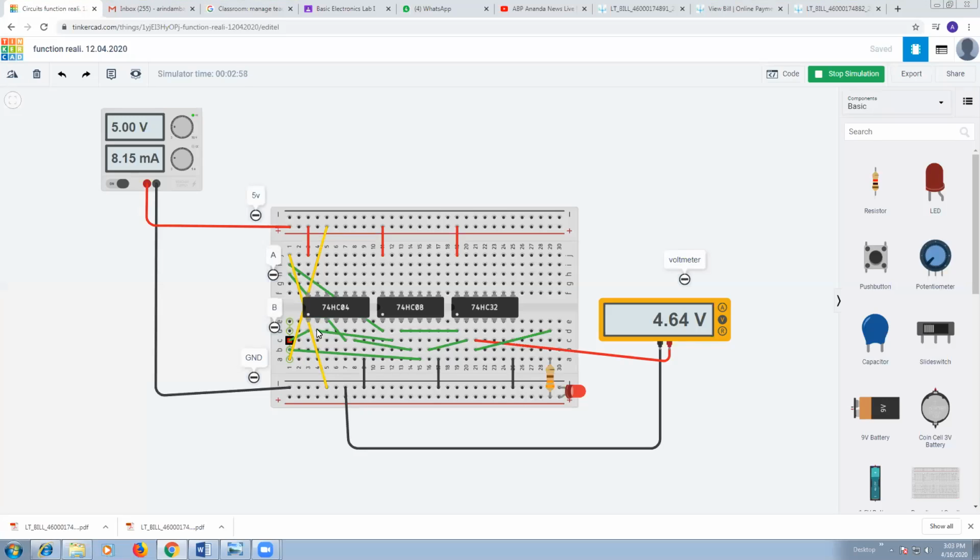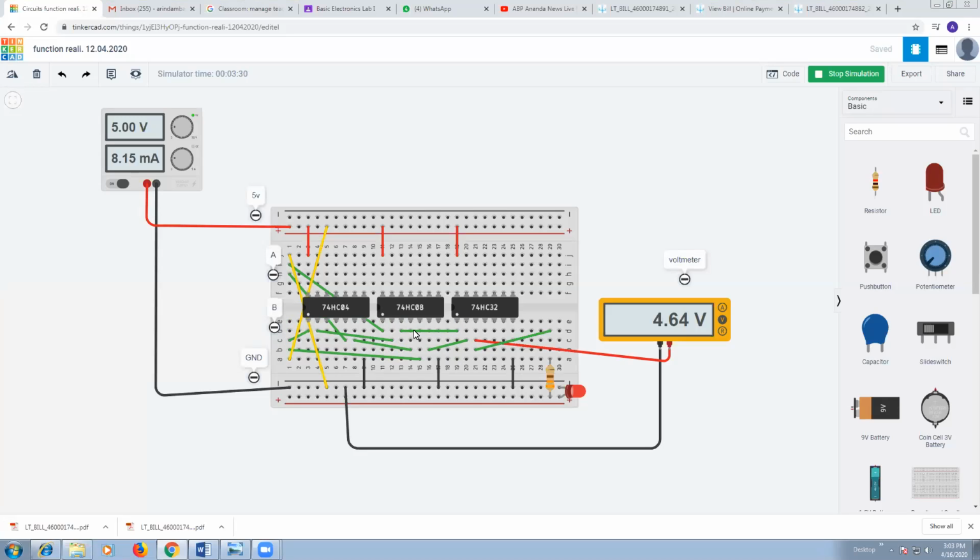So pin number 1 of 7404 is given A, and pin number 2 of 7408 is getting B bar. So pin number 3 is the output of pin number 1 and 2, which will be A dot B bar, and this pin number 3 is connected with pin number 1 of 7432 here.